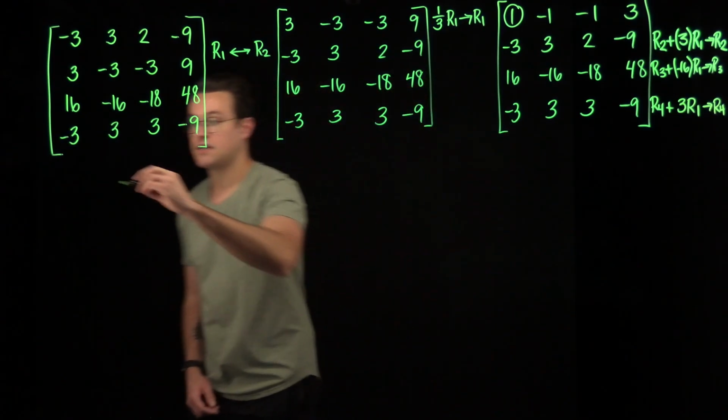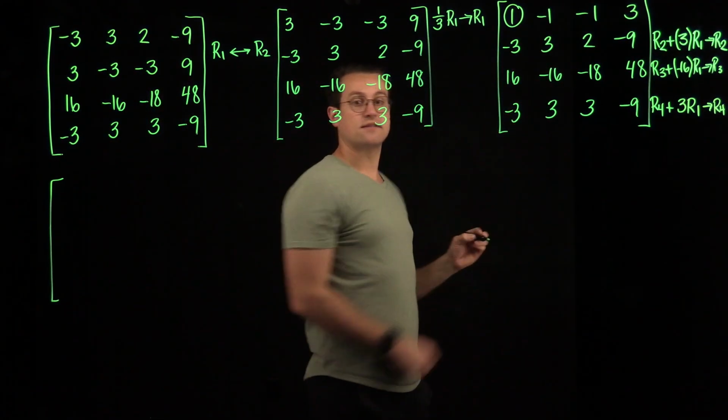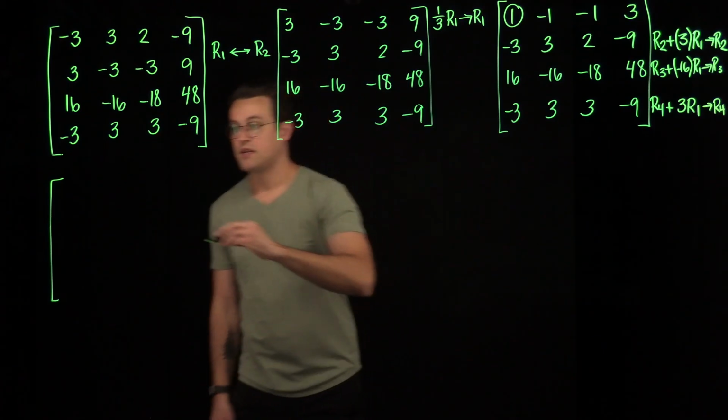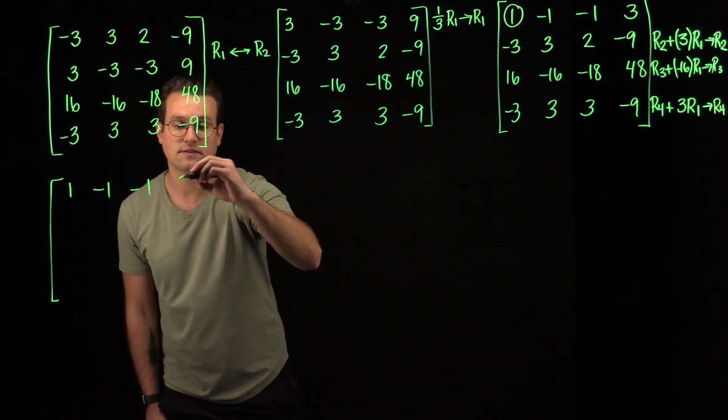Okay, so now it's just a matter of performing these row operations. So let's go down to the next line here. My first row stays the same. There's no row operations happening to it. So 1, -1, -1, 3.